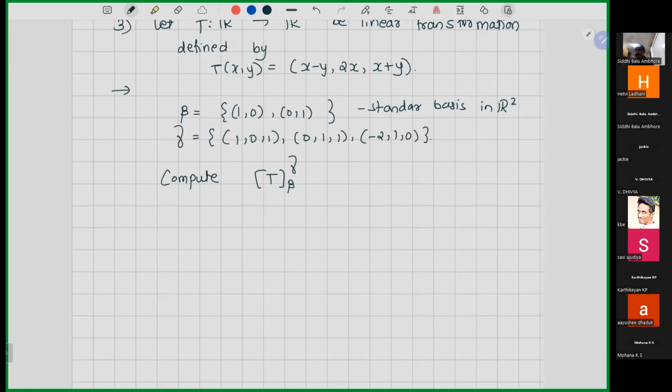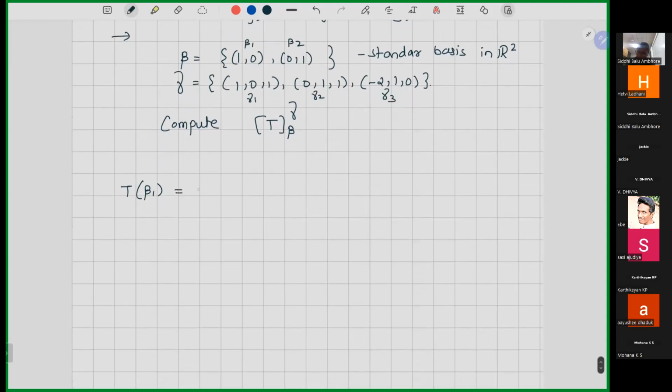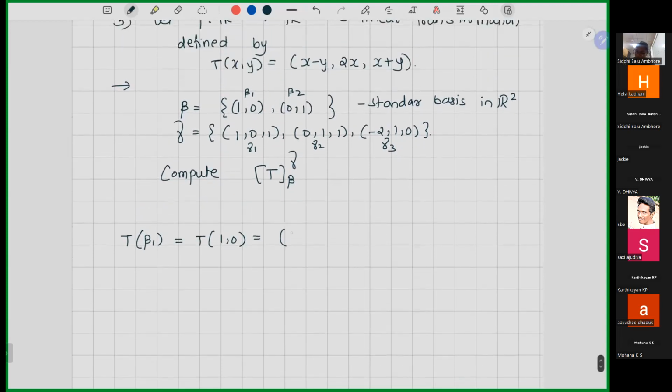Again, we will have to do the same thing. We have to find T of beta 1, which is now, let me write here, beta 1, this is beta 2, gamma 1, gamma 2, and gamma 3. T of beta 1 is T of (1, 0), which is (x plus x minus y)... so 1 minus 0, 2 into 1, comma, 1 plus 0. So it is (1, 2, 1).